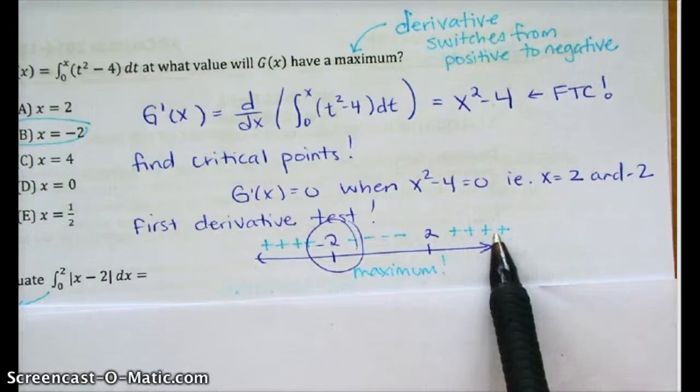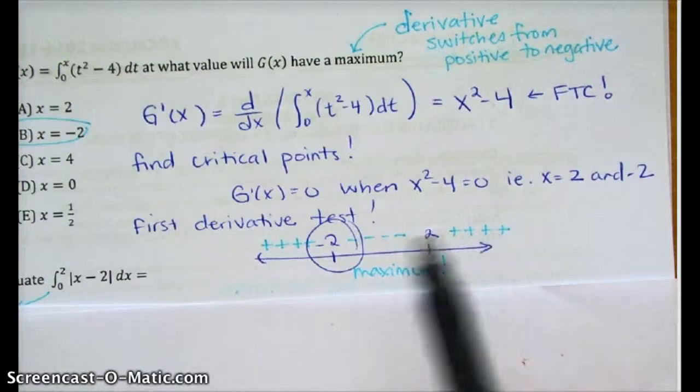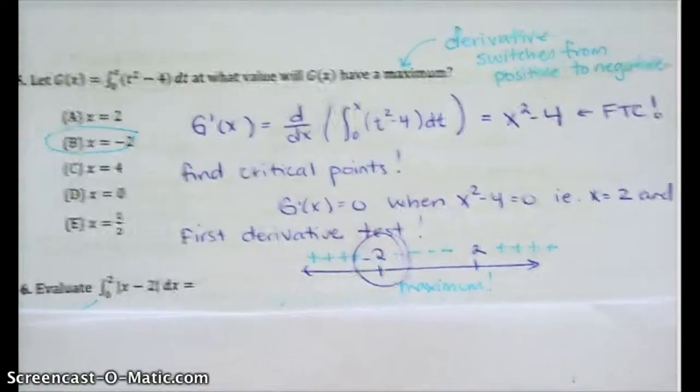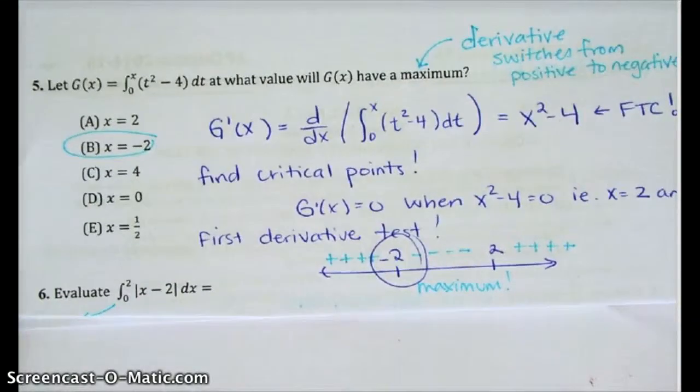What makes something a maximum? A maximum is when the graph switches from increasing to decreasing, which means -2 was the maximum. I'll put an example problem just like this in Edpuzzle if you want to try it.